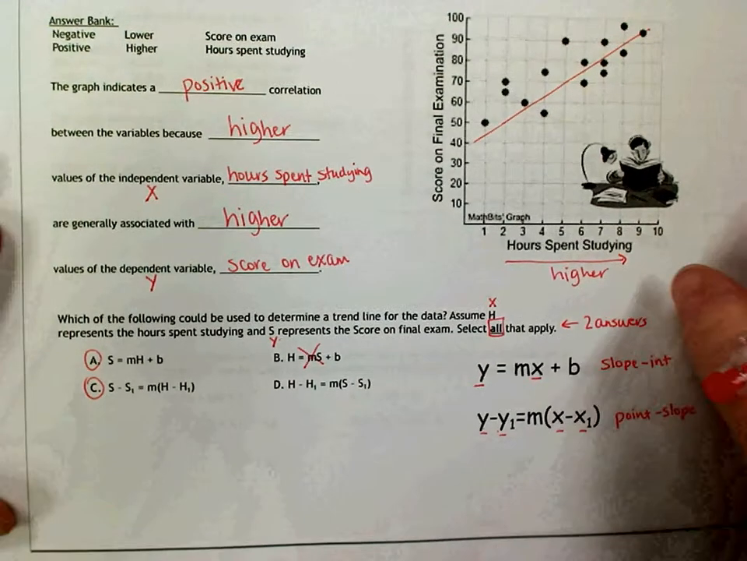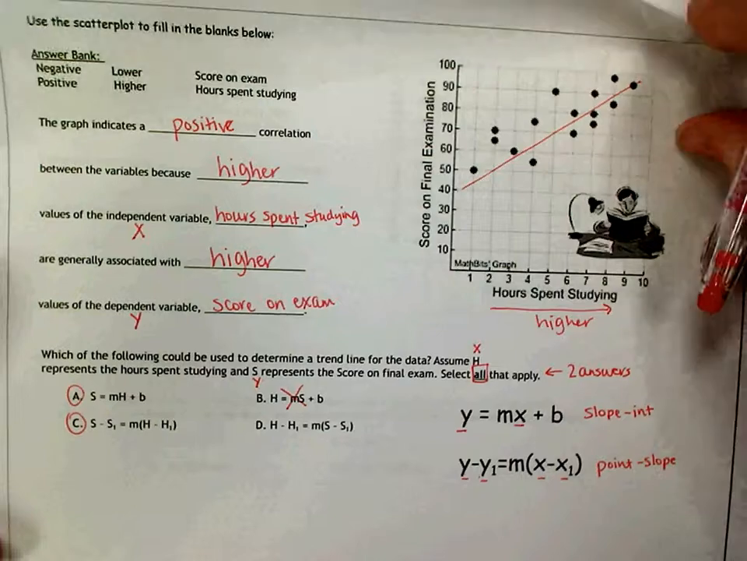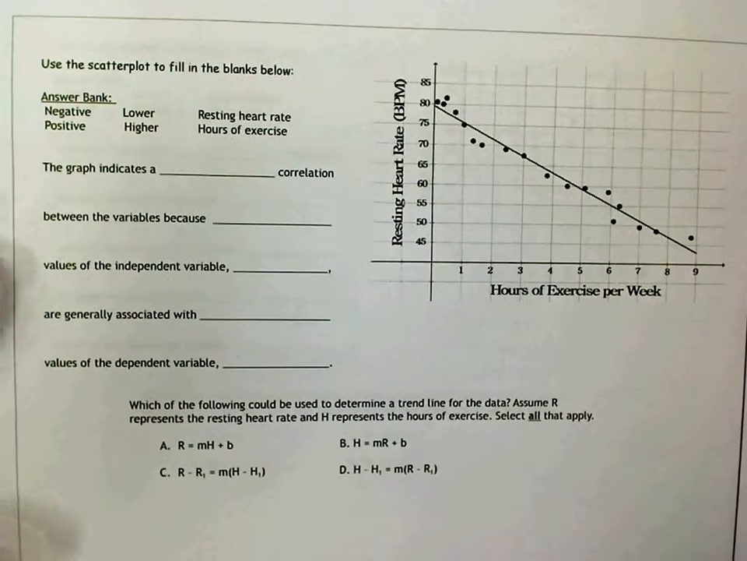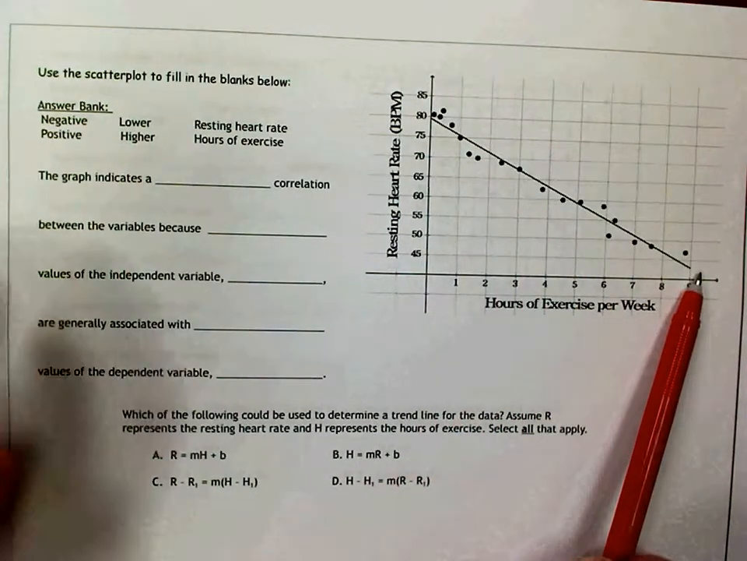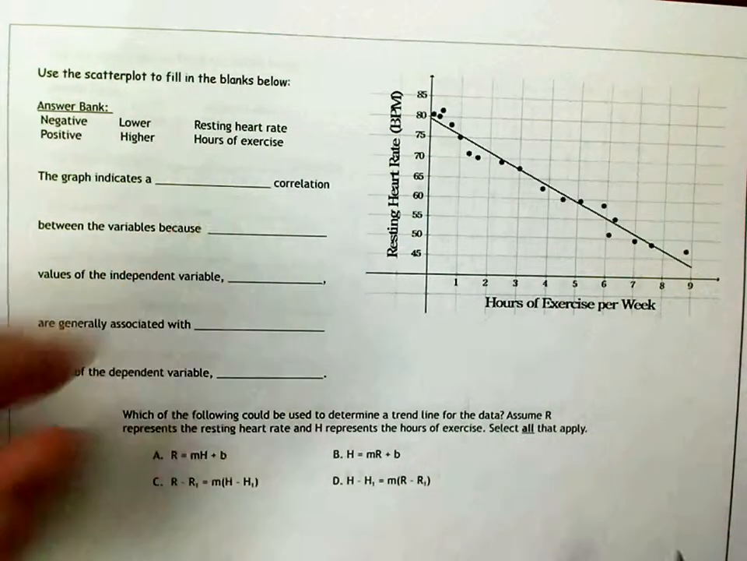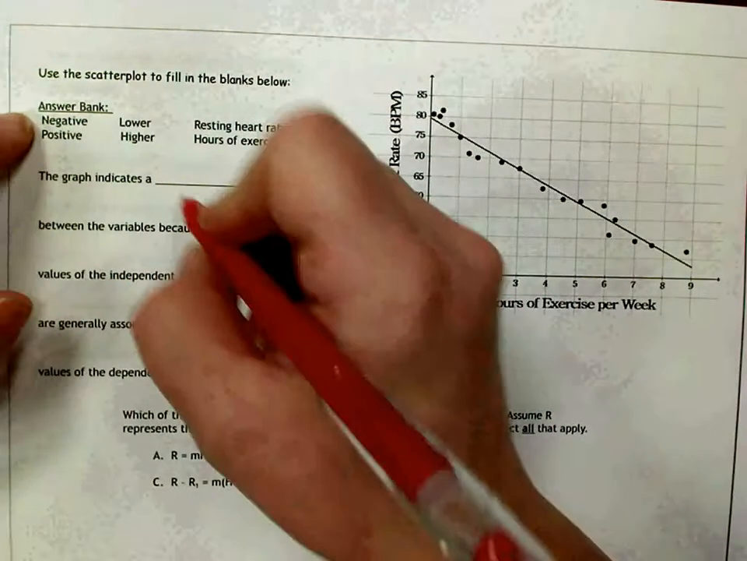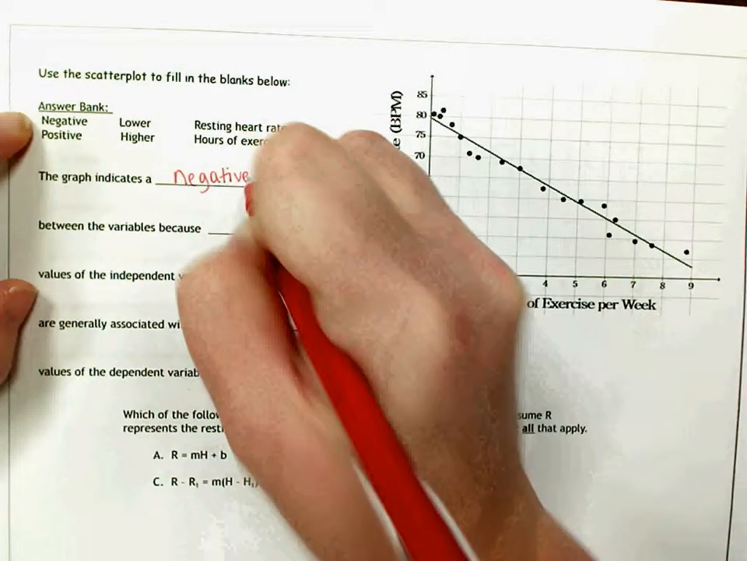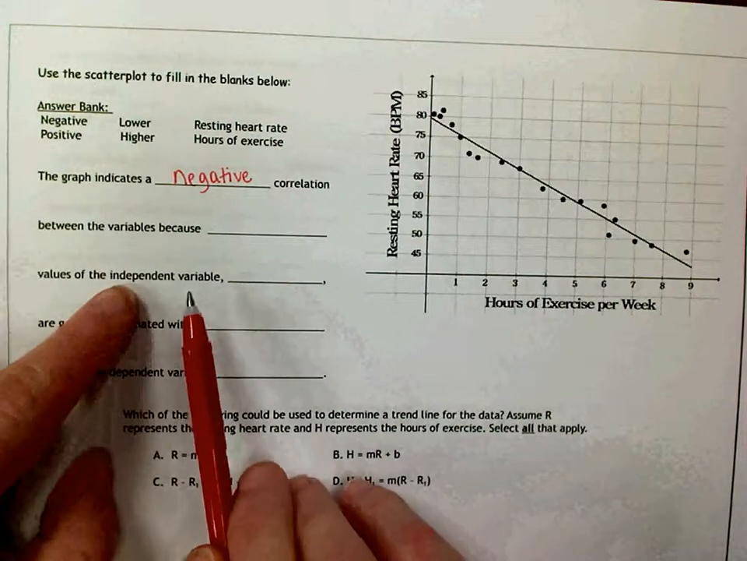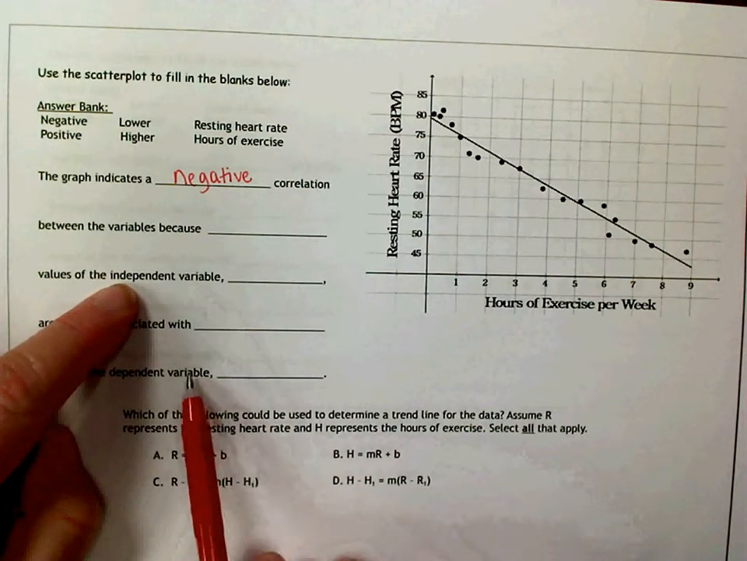Okay, so let's look at another example together. So on this one, we can see our trend line going downhill. So we know this is a what type of correlation? It's got to be negative. Downhill is negative. I'm going to skip down to where I'm putting what my variables represent.